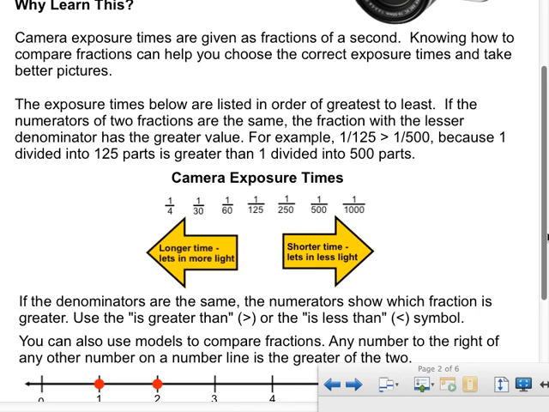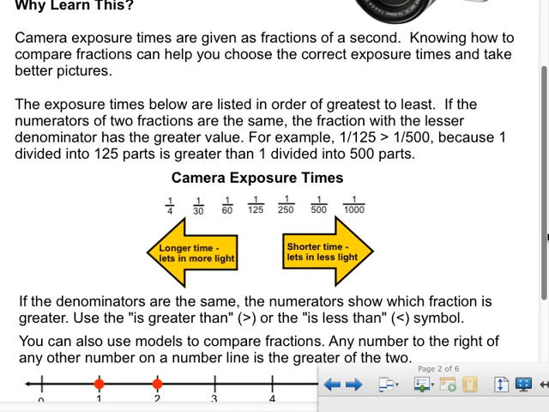Knowing how to compare fractions can help you choose the correct exposure times and take better pictures. The exposure times below are listed in order from greatest to least. That's a typo. If the numerators of two fractions are the same, the fraction with the lesser denominator has the greater value. For example, 1/125th is greater than 1/500th because 1 divided into 125 parts, those parts are going to be greater than 1 divided into 500 parts.